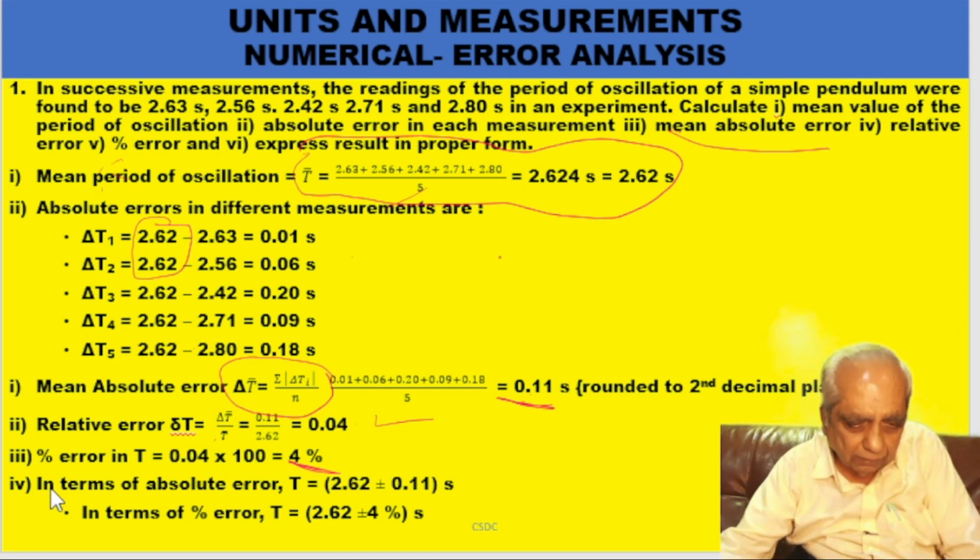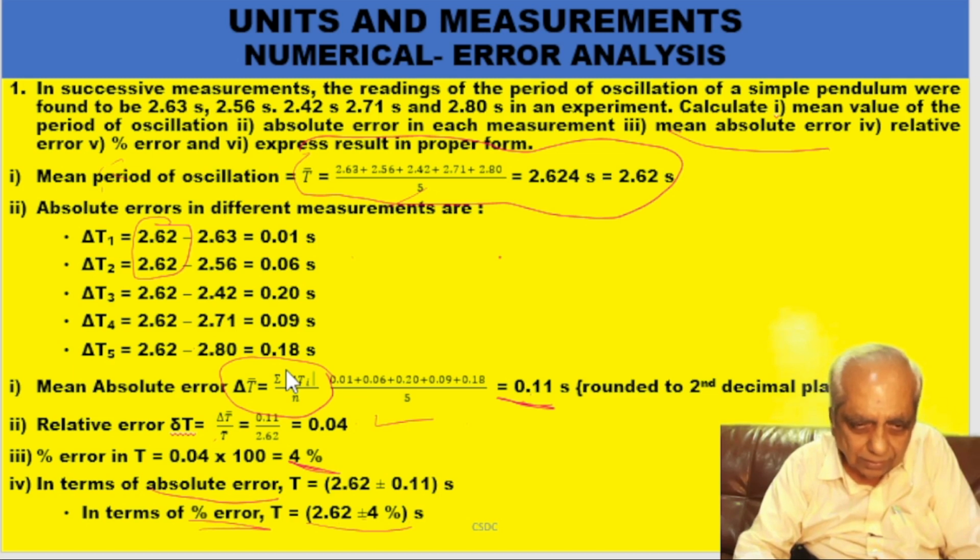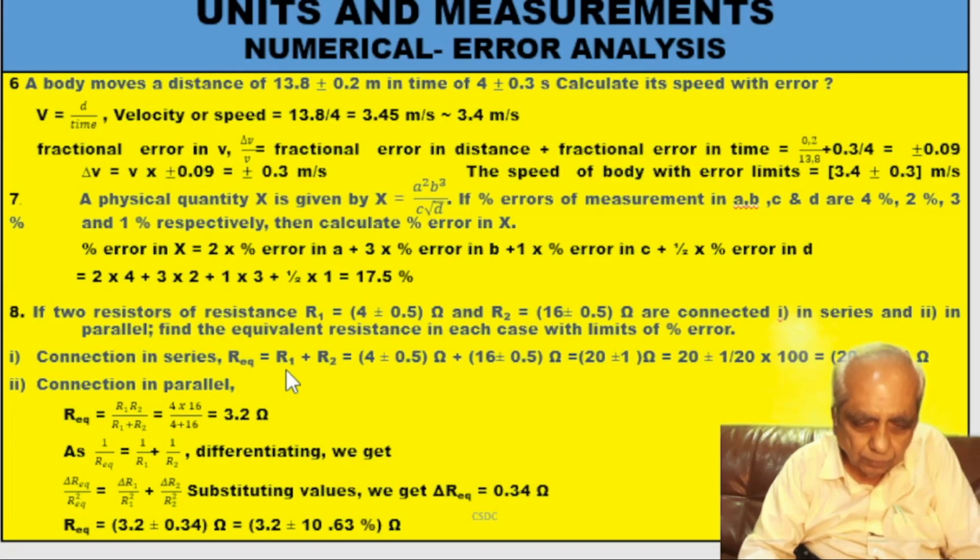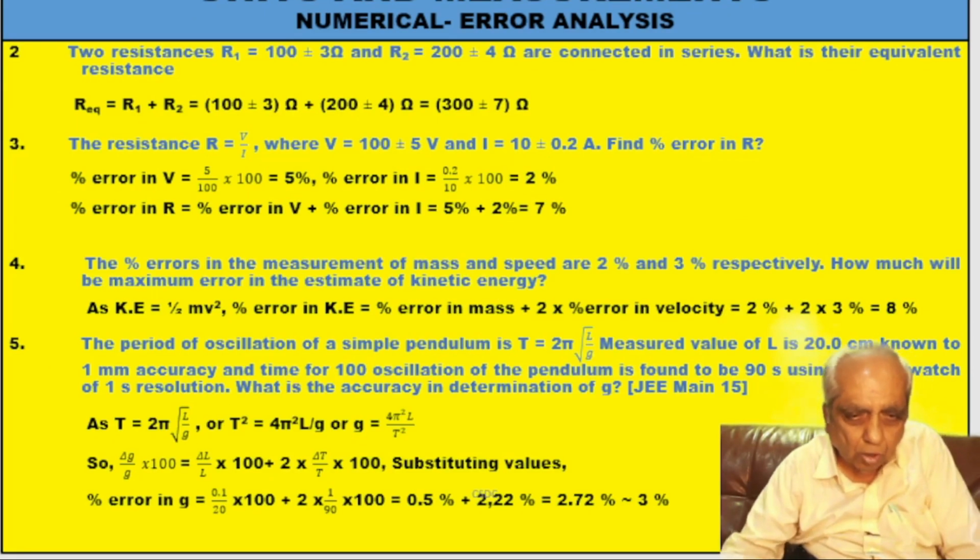Now you have to be careful in numericals. If they say give the answer in terms of absolute value, then I should write 2.62 plus or minus 0.11 second. In case they say give in percentage error, then I should say 2.62 second plus or minus 4%. So this answer is in terms of percentage, and this is in terms of absolute error. This sum has been given so that various terms will get revised. Is it okay? So now we will go to other sums.